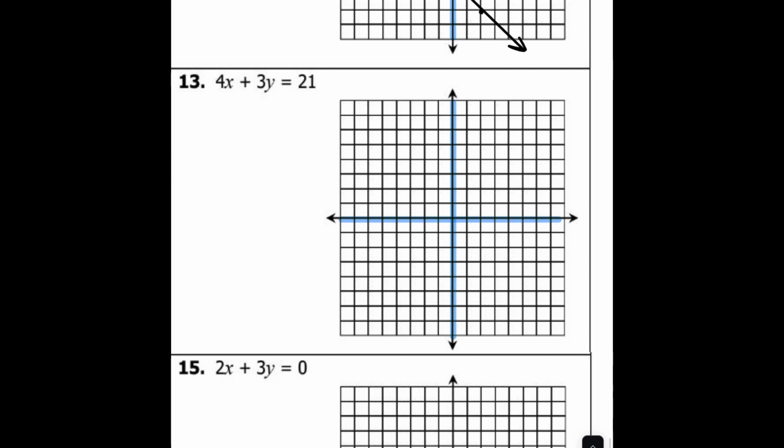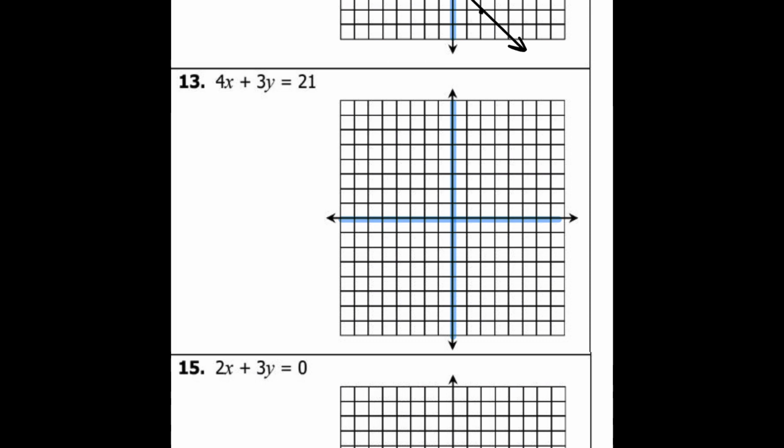Okay, moving on, number 13. Same concept. This is in standard form, ax plus by equals c. You can see that a, b, and c are just placeholders for any numbers that the equations give. In this equation, a equals 4, b equals 3, and c equals 21.